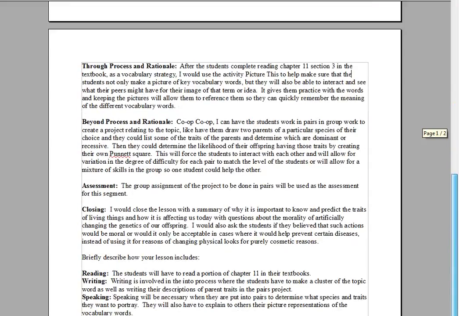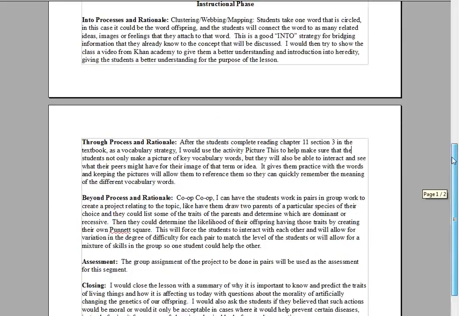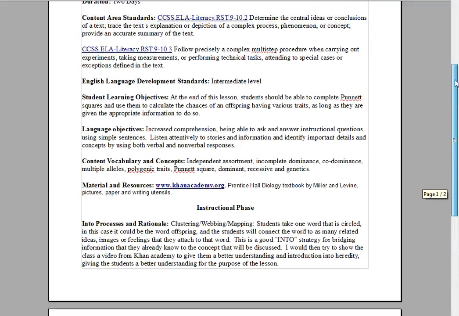Then later on in the lesson, I would have them do some reading so that they can get some practice with reading some of the English words. And then I would have them do the activity Picture This so that they could make some flashcards to give them a better idea of what the definitions of those words are.